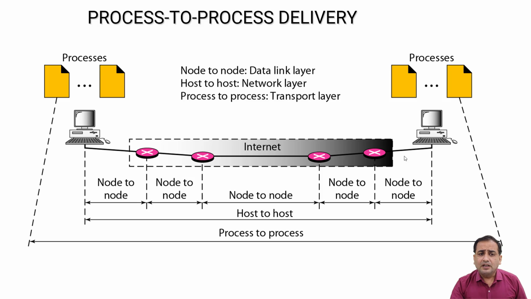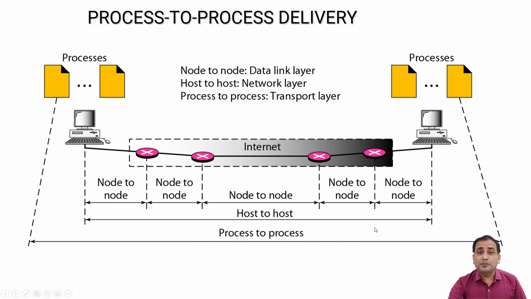This is a quite self-explanatory diagram that I have already explained to you, but let me tell you, your data link layer will do node-to-node delivery. You can see in this diagram, your data link layer will do node-to-node delivery, right? And your IP address, that is your network layer, will do host-to-host delivery.